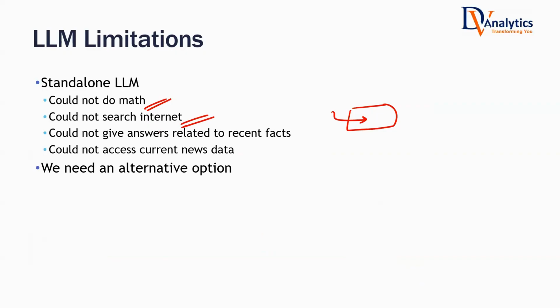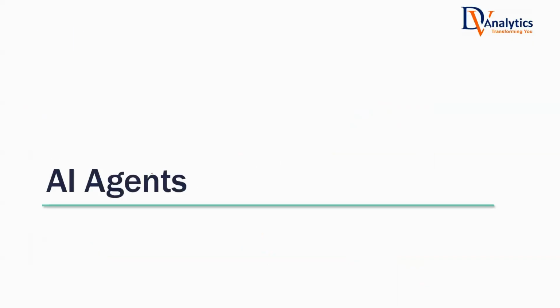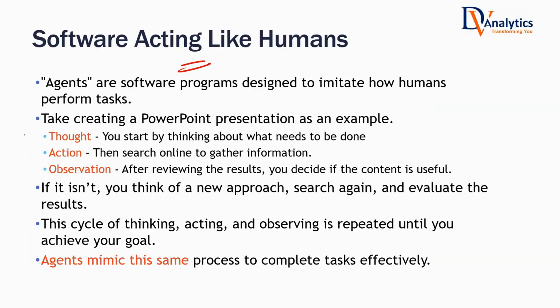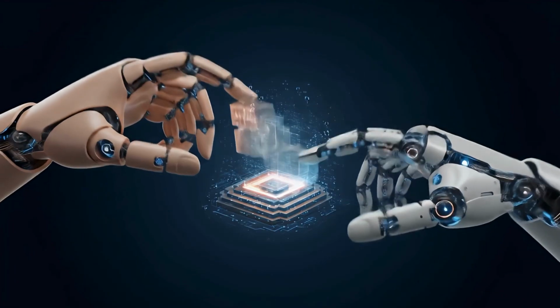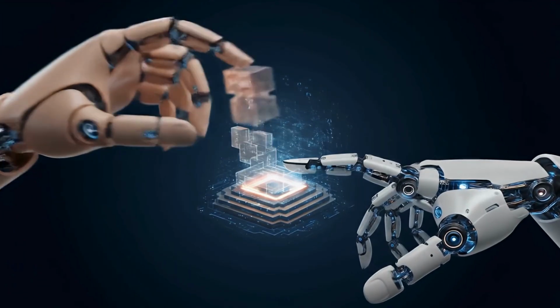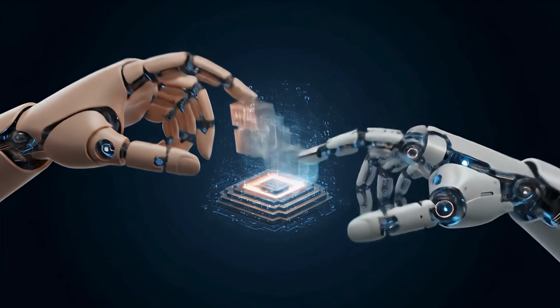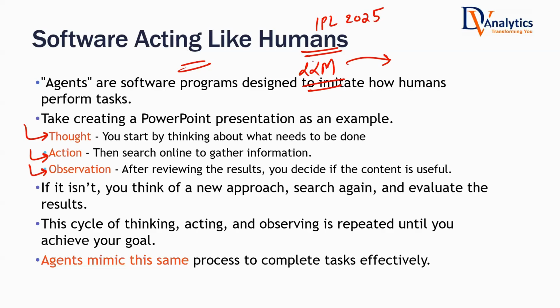Then you add something called tools. That is where AI agents come into the picture. So AI agents are like software acting like humans. They will have a small thought, they will do some action, they will do some observation. That means you will have the LLM work like a brain. The large language model will give some instruction. Okay, somebody has asked a question about who is the IPL winner for 2025. Then what the LLM does, instead of saying I do not know the answer, is act: okay, I don't have the answer, maybe I have to search in tools.